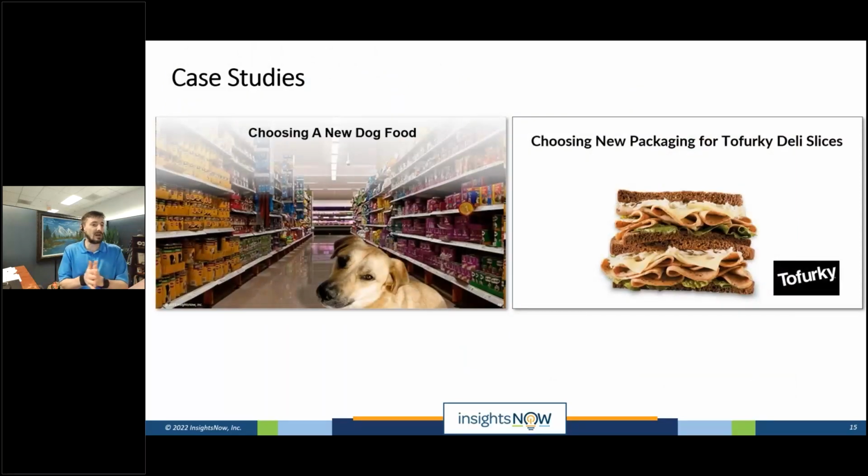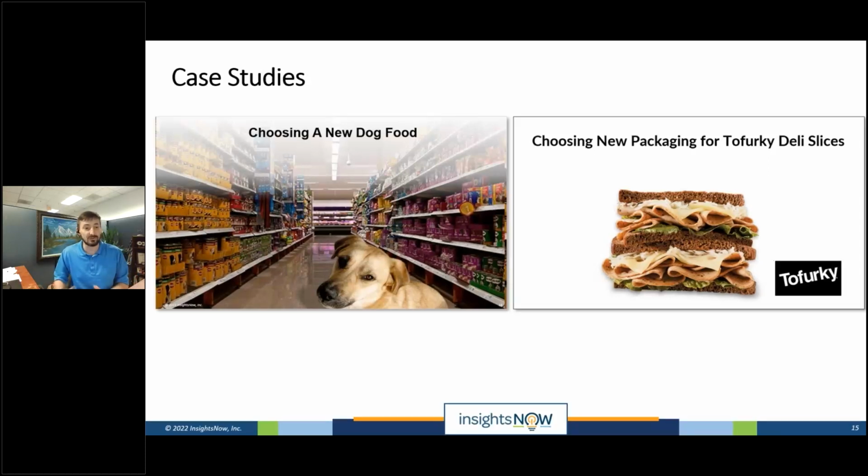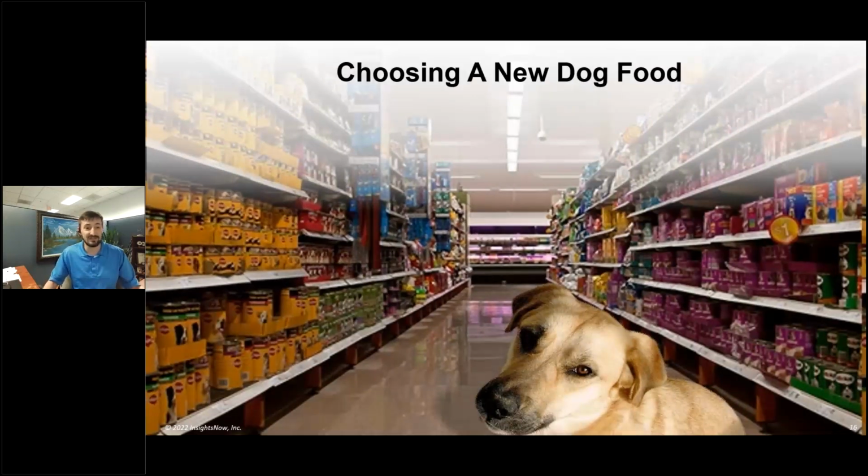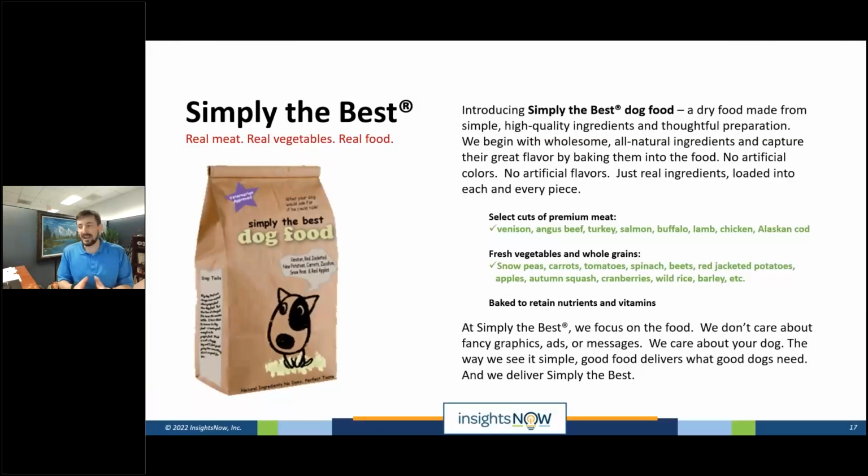All right, let's take a couple of case study examples to bring this to life a little bit more. We're going to talk about a new concept developed for dog food, as well as new packaging for Tofurkey. The first one we're going to go into is dog food. In this particular piece of research, this is actually a few years back, before the clean label movement really took off, before refrigerated dog foods really were on the market at all.